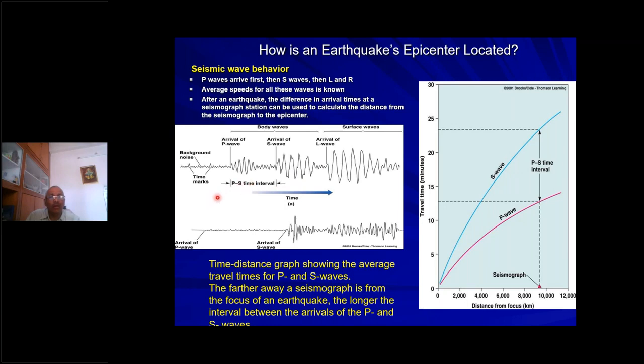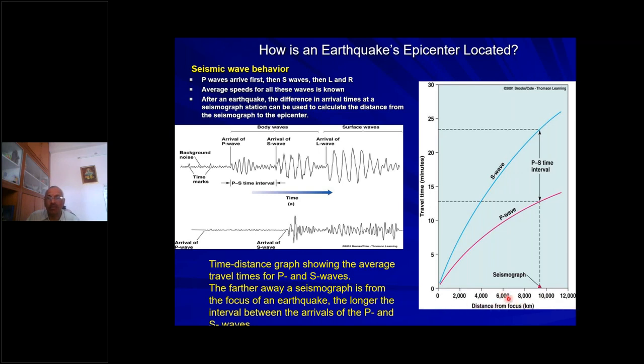So like that you can exactly note down the difference in the time interval between the arrival of the primary wave and secondary wave. On the seismograph itself, you can know when the primary wave has arrived and at what time the secondary wave has arrived, etc. So once you know this difference in the time interval between the secondary wave and the primary wave, then you can go to this particular graph, wherein the graph is the distance traveled by the wave versus the travel time.